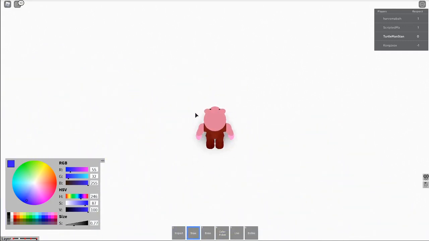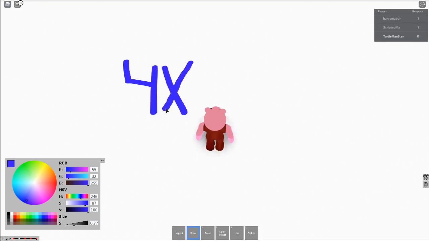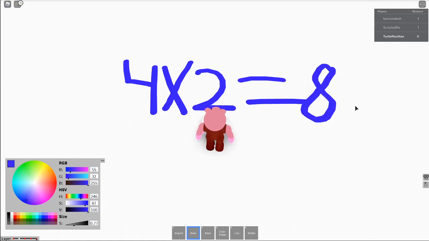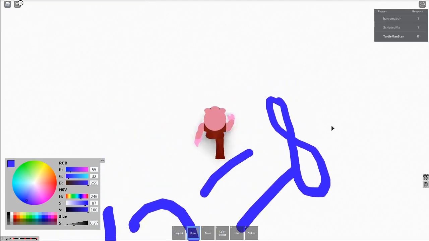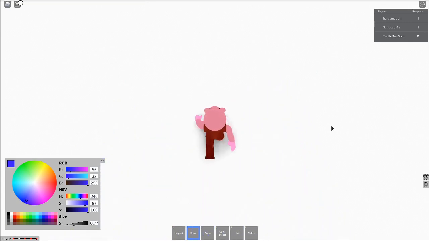So next, I want you to try and solve this problem. So what is 4 times 2? What do you think that equals? Great, 8. I never knew you'd be so good at math these days. But you know, I had a lot worse students, but you're doing really well so far.